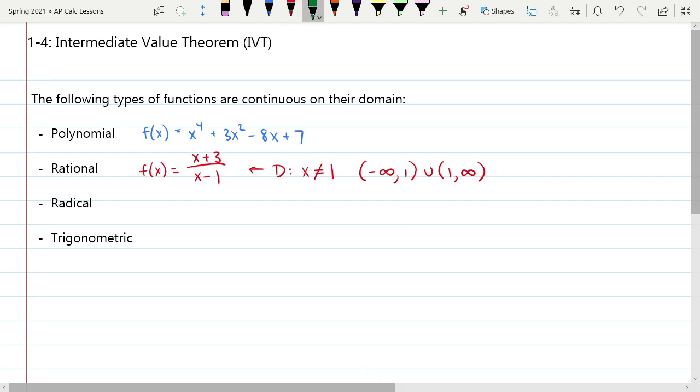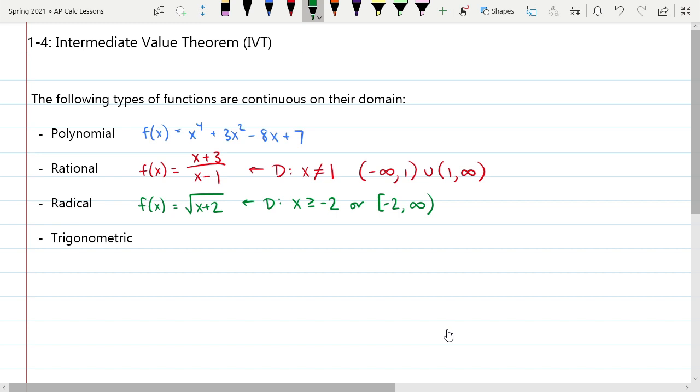All right, radical functions are also continuous on their domain, so something like f of x equals the square root of x plus 2. That's a radical function, and that is going to be continuous on its domain. In this particular example, the domain here would be x is greater than or equal to negative 2, or in interval notation, negative 2 to positive infinity. So for every value of x greater than or equal to negative 2, this particular function would be continuous.